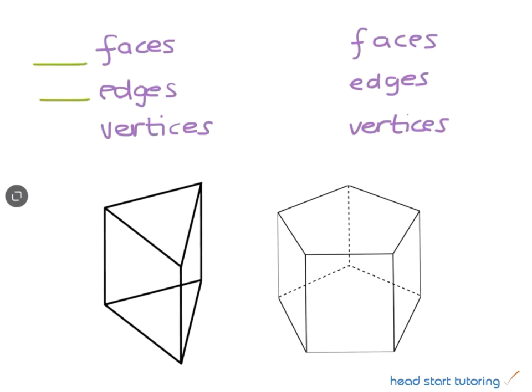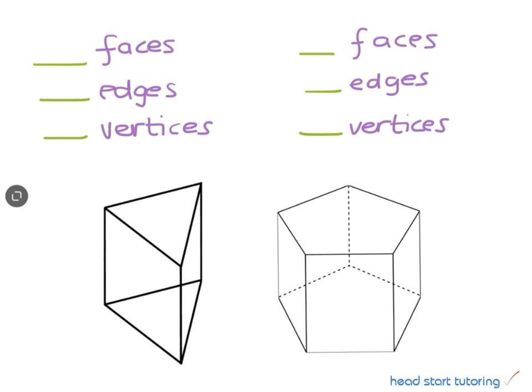We are going to have a look at how many faces, edges, and vertices our triangular prism has, and how many faces, edges, and vertices our pentagonal prism has. So let's have a look at our triangular prism first. We know that a prism has to have two bases that are parallel and congruent to each other. So those two bases are also faces in our prisms. So we need to identify those faces, which are also bases.